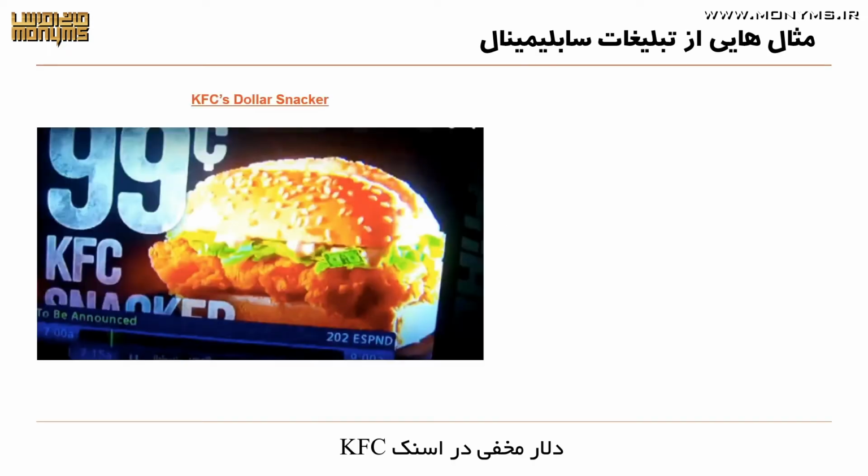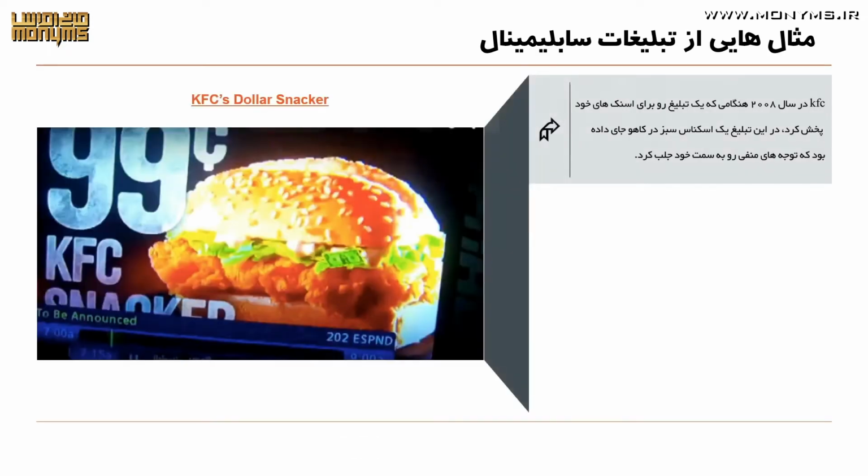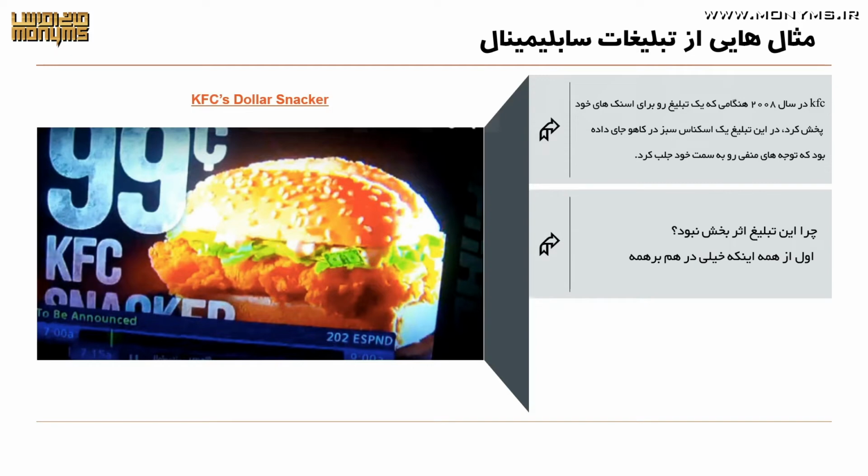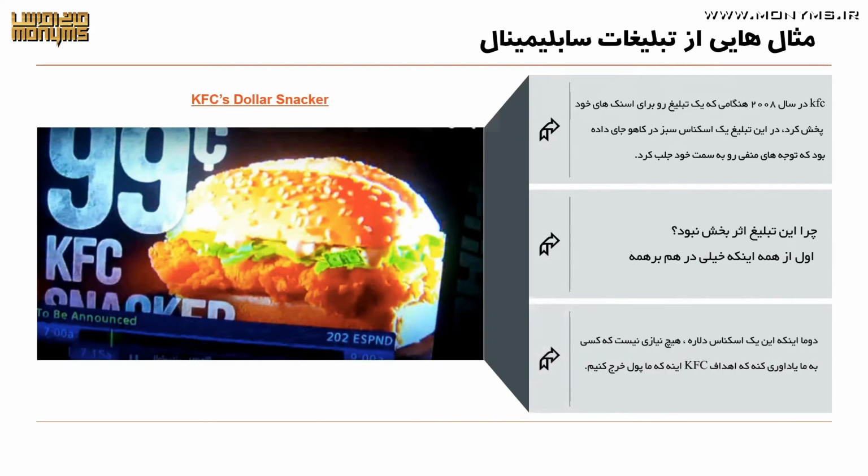Now let's look at some of the examples of subliminal advertising. First, KFC's Dollar Snacker. KFC also drew negative attention in 2008 when it aired a commercial for its Dollar Snacker featuring a green dollar bill in the lettuce. Why it doesn't work? First of all, it's sloppy. Secondly, it's a dollar bill. No one needs to be reminded that KFC's end goal is to make us spend money.